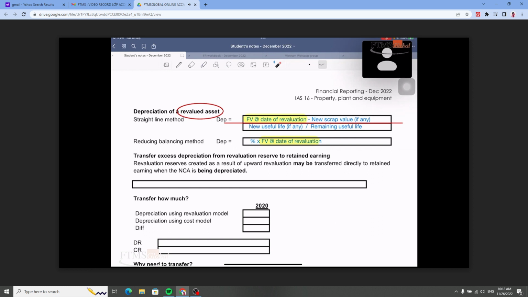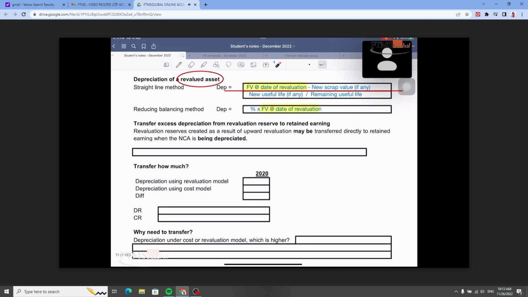Okay, now the next point is transfer excess depreciation from revaluation reserve to retained earning. So if I look at this English, it means I need to transfer from revaluation reserve to retained earning. Okay, I want to transfer from revaluation reserve to retained earning. Now, this is a process, so I have to tell you the situation.